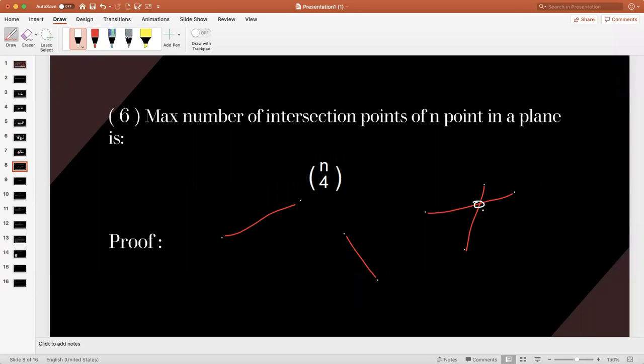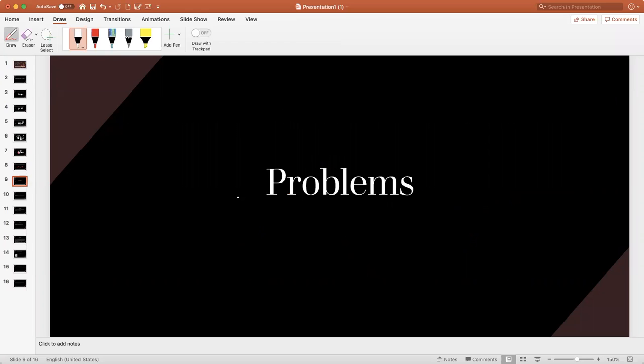So if we have 10 points in one plane, we could always just choose 4 of those 10 points in that entire plane. And then of those 4 points, there's only one way to create an intersection point. So it's 10 choose 4 ways to find how many intersection points there are. Before we move on to problems, are there any questions that anyone has?